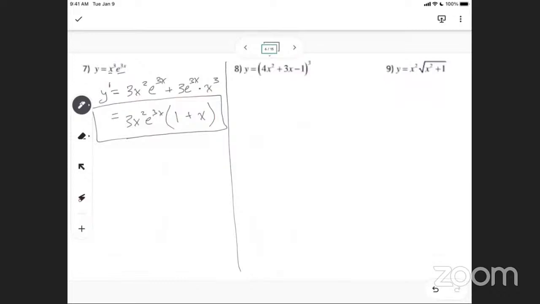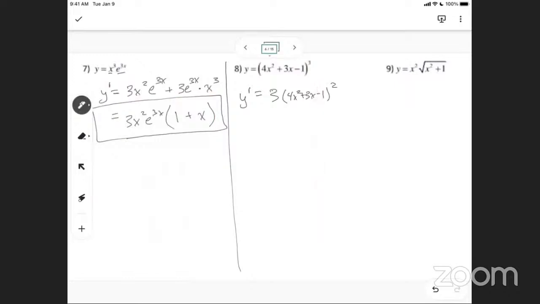All right, number 8's easy. You want to tell me what to do for 8? You do the u cubed, right? Okay, so it's u cubed. So what should I write first? What's the derivative of u cubed? Oh, you do 3 on the outside, right? You do 3 times 4x squared plus 3x minus 1, squared. Is it squared? Mm-hmm. Okay.